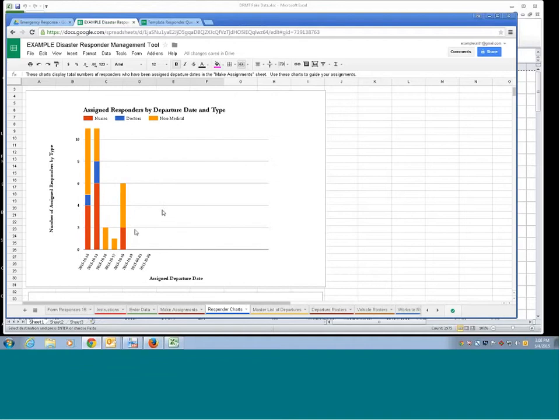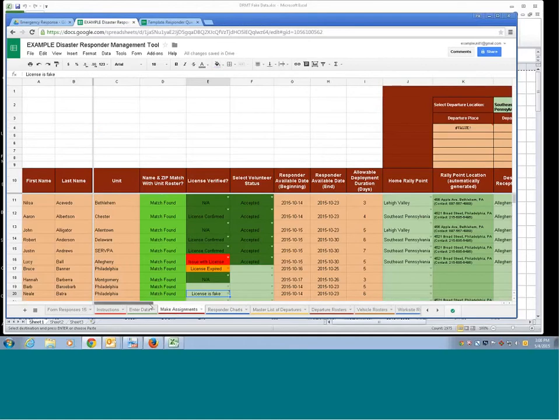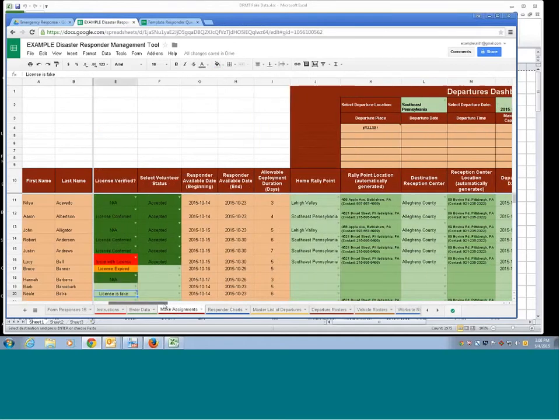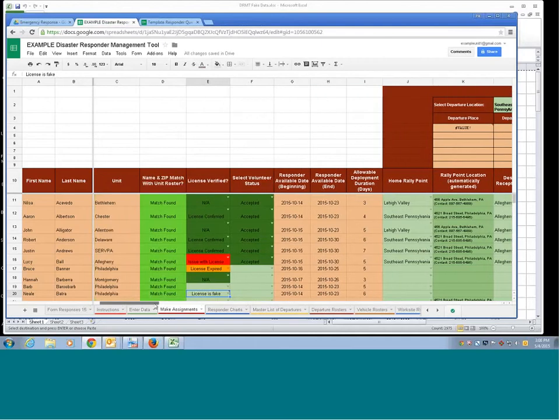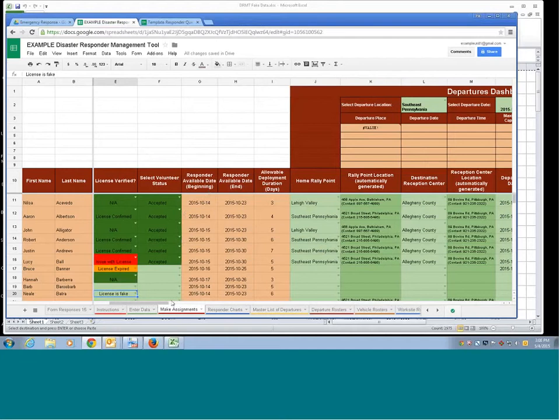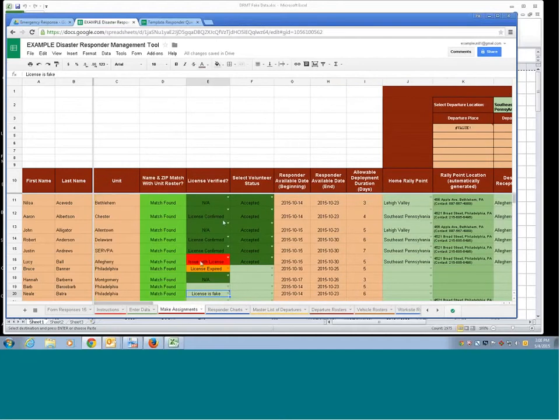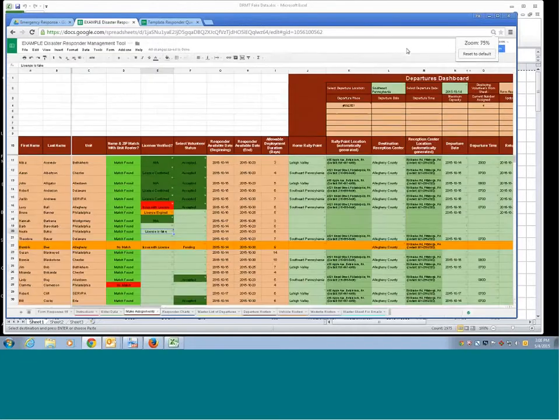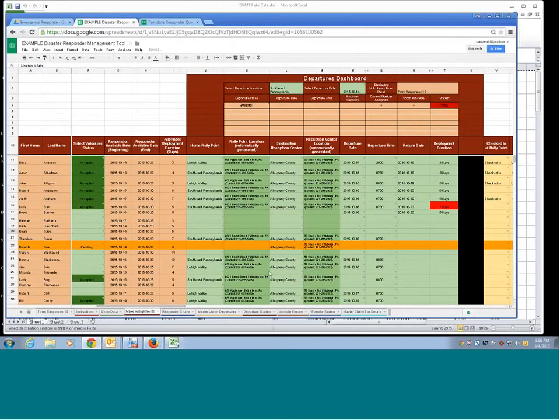Essentially what's happening is the tool is searching within a particular column of the Make Assignments sheet. So in the Make Assignments sheet, let's just talk briefly about assignments. This is a sheet that you might be working in, and you might be assigning responders to leave from particular places on particular days. I'll get into the mechanics of that in a minute, but it's going to search for who has been assigned, and then it's going to track what their qualifications are.